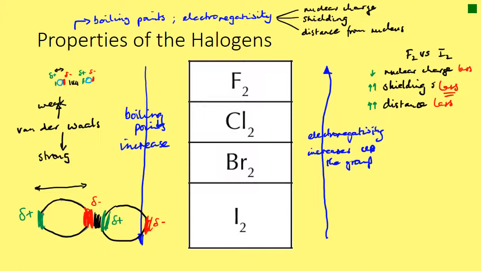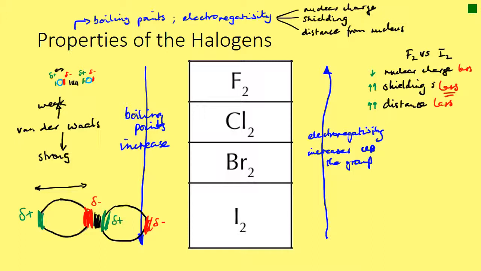So boiling points increase as we go down the group, illustrated with this scrappy little arrow. Let's explain why. So let's draw fluorine first. I'll draw it in a pale colour.